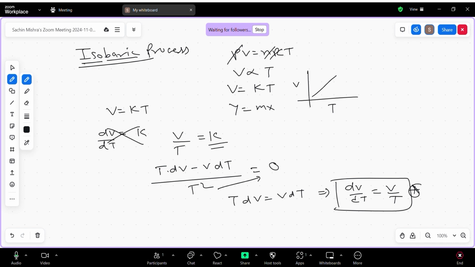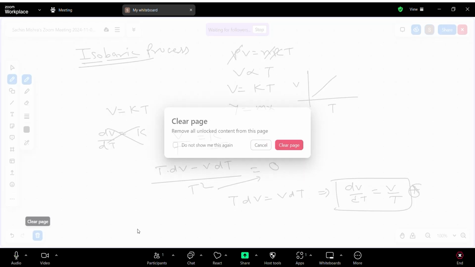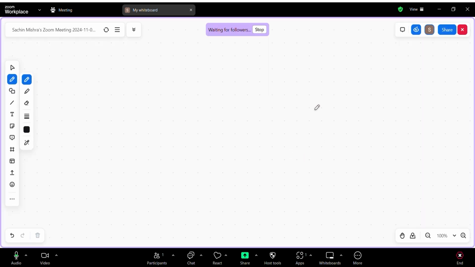Okay, let's move to the next concept, that is the isochoric process. As we have discussed, isothermal stands for temperature going to be constant, and isobaric stands for pressure going to be constant. Now the next process is isochoric. Isochoric means volume is going to be constant. So let's discuss the isochoric process.